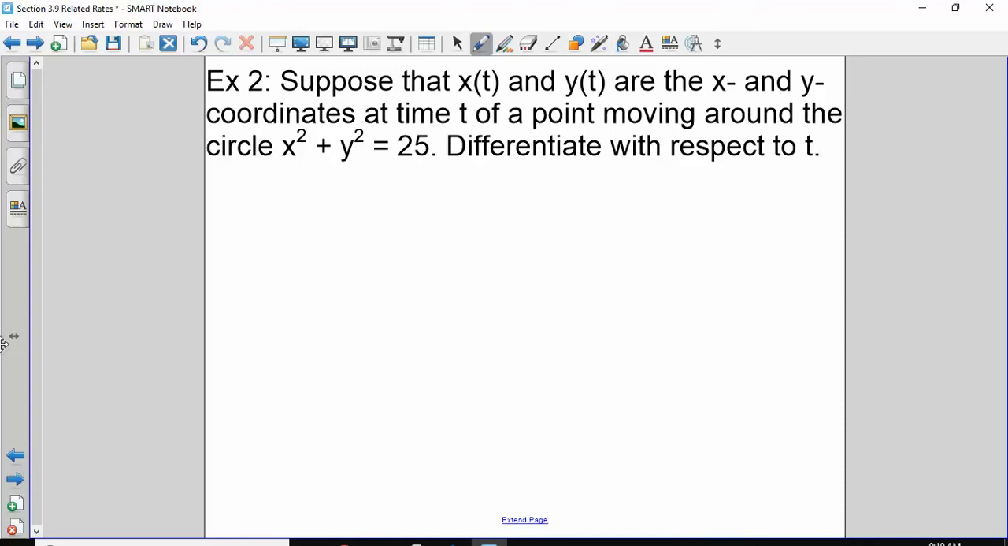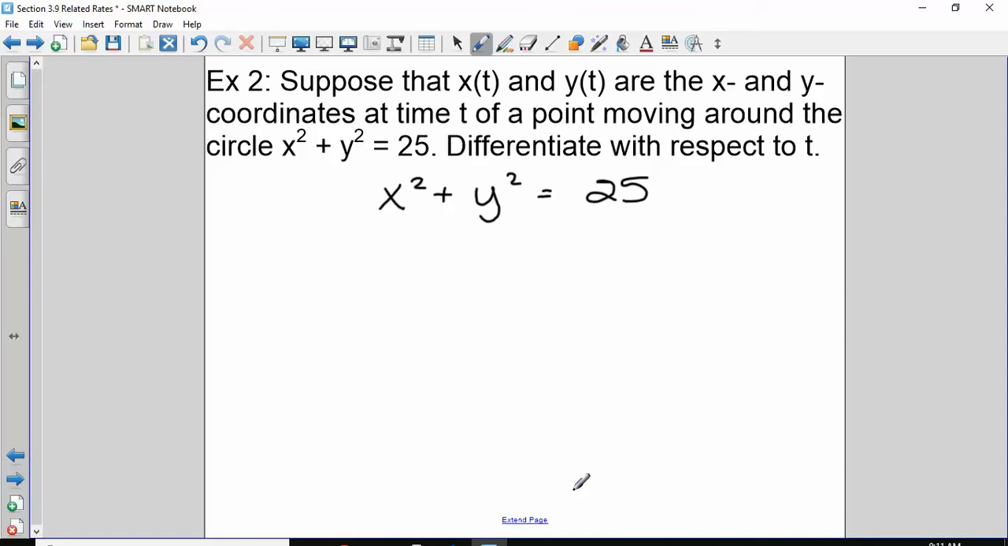Okay. Let's look at this one. Suppose that x(t) and y(t) are the x and y coordinates at time t of a point moving around the circle x squared plus y squared equals 25. Differentiate with respect to t. So this one I kind of gave you the equation already. There's no trying to write the equation. I'm asking you to do the derivative with respect to t.